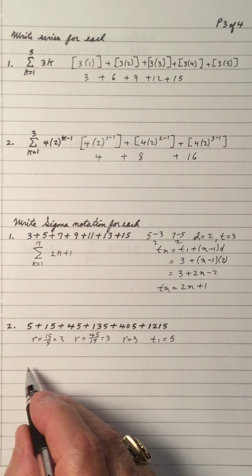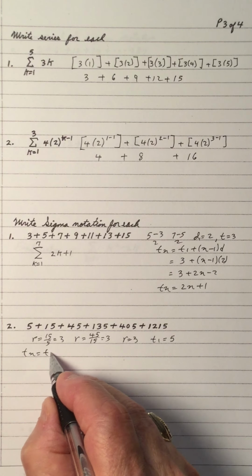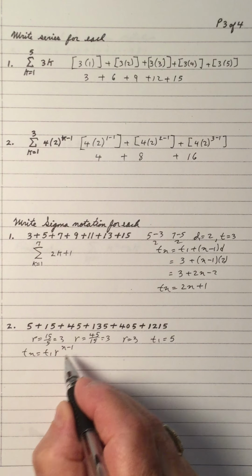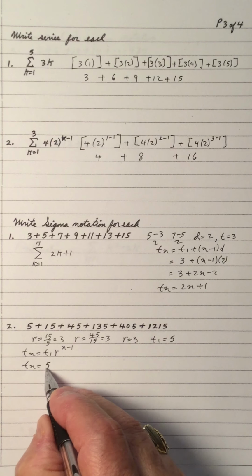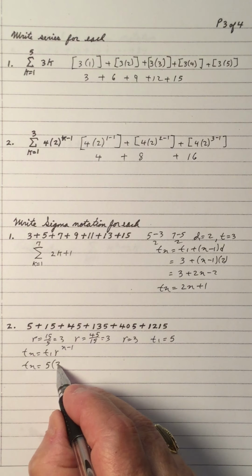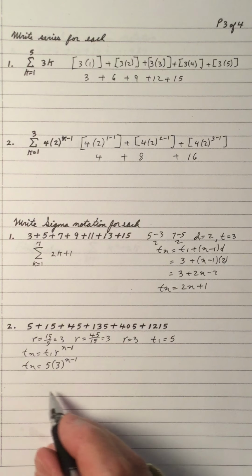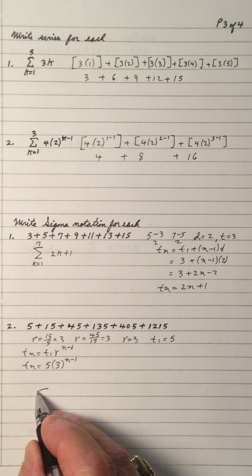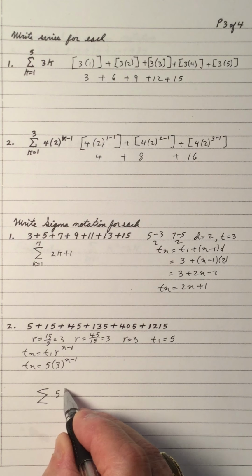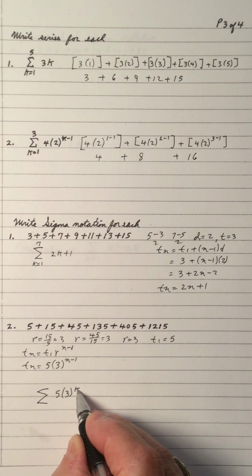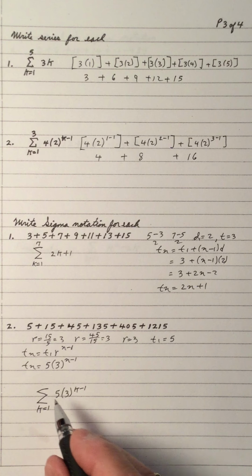We're adding them up. So we have Tn is T1 times r to the n minus 1. So T1 is 5, and r is 3. So that's the formula that represents the sequence. If you think about it, this is 5 times 3 to the power, and it's a k instead of an n, because k starts with the first term of 1.